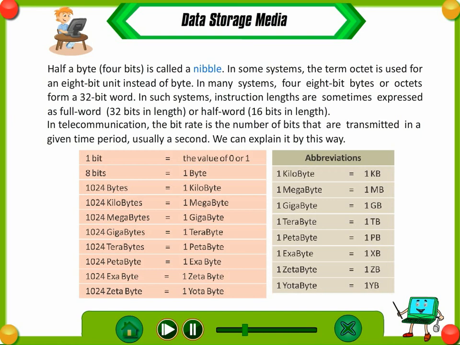Abbreviations: 1 kilobyte is equal to 1 KB, 1 megabyte is equal to 1 MB, 1 gigabyte is equal to 1 GB, 1 terabyte is equal to 1 TB, 1 petabyte is equal to 1 PB, 1 exabyte is equal to 1 XB, 1 zettabyte is equal to 1 ZB, 1 yottabyte is equal to 1 YB.